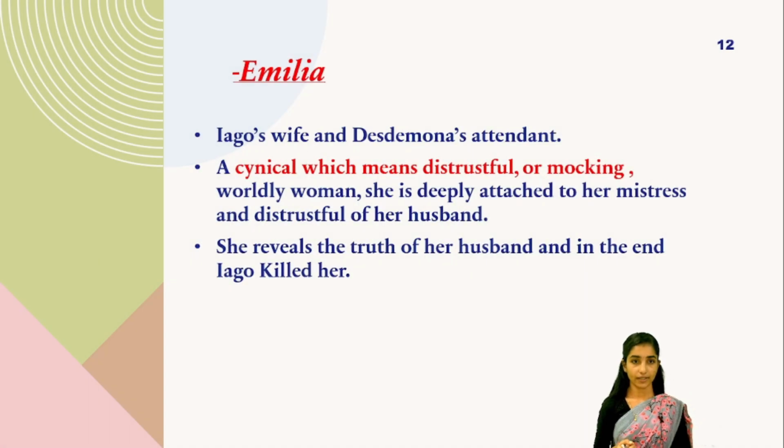And then the next important character is Emilia. Emilia is Iago's wife and Desdemona's maid, and she is cynical, which means very distrustful, toward Iago, and she used to mock her husband often. She is deeply attached to her mistress and distrustful of her husband, and she reveals the truth about her husband, and in the end Iago killed her. While the conflict was going on between Othello and Desdemona, she revealed that Iago was the main reason for this conflict, and because of this Iago killed Emilia.